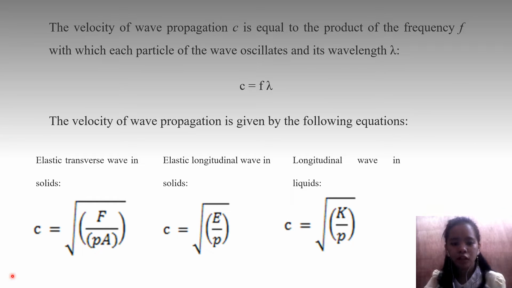The velocity of wave propagation is given by the following equations. This is the elastic transverse wave in solids, c is equal to the square root of G over rho. And this is the elastic longitudinal wave in solids, c is equal to the square root of E over rho. And for a longitudinal wave in liquids, c is equal to the square root of K over rho.